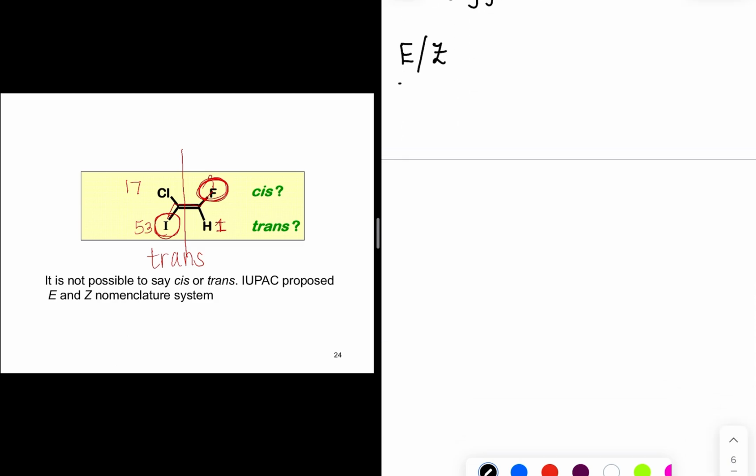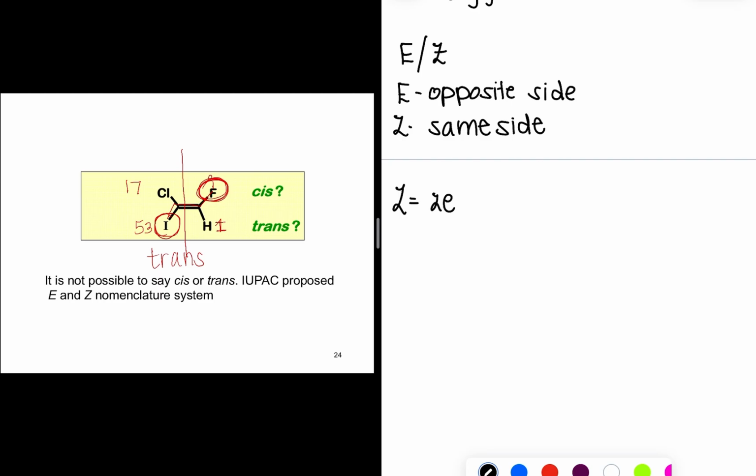E is opposite side, and Z, zusammen, is same side. And you can remember Z as Z, same, side. When it's Z, it's the same side. So if the iodine and the fluorine were on the same side, it would be Z, same side, that would be a Z. But it's on opposite sides. So this is E.